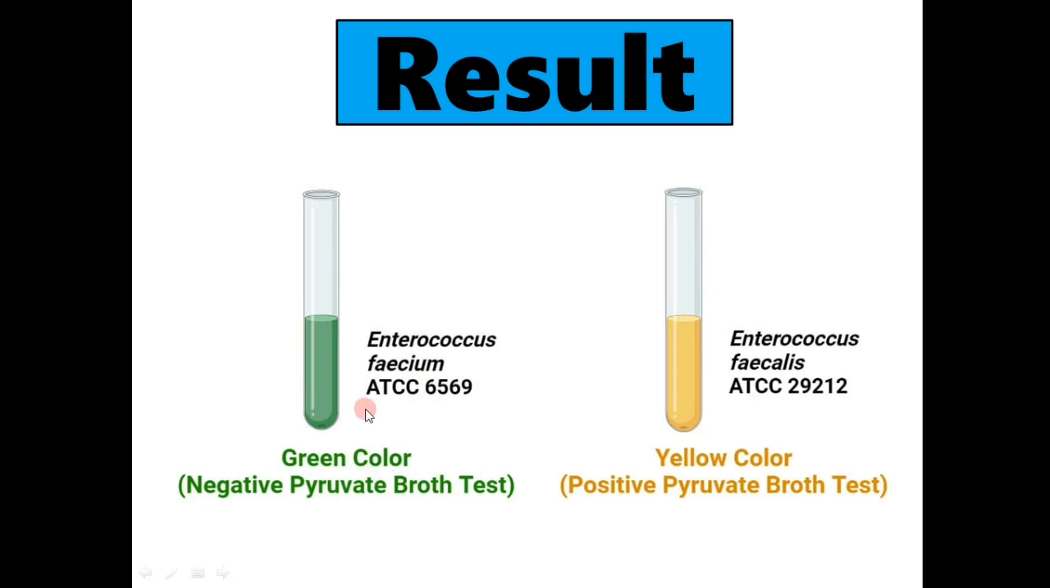Now this is the greenish media. Remember, if after inoculation the media is still the same as it was, it indicates that pyruvate is not utilized by the bacteria. In the other case, as you can see here, the medium is utilized and the color has changed from bluish to yellowish. What does it indicate? It indicates that the bacteria are using pyruvate and producing acid. That's why the media color has changed.